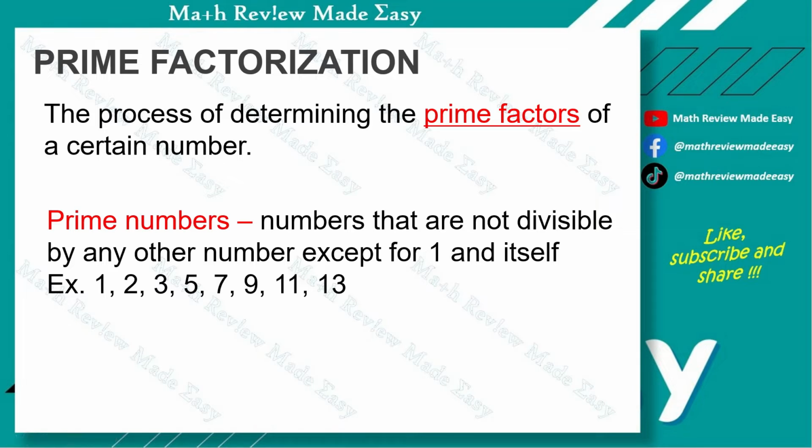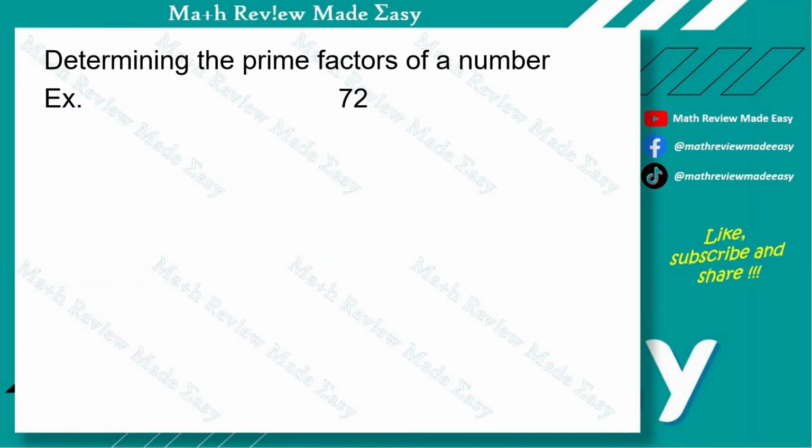So, paano ginagawa ang prime factorization? Let's have an example. Determine the prime factors of this number, which is 72. So, 72, ang gagawin natin, hahanap tayo ng numbers na pwedeng i-divide sa 72. So, pwede tayo magsimula sa isang prime number na agad. Ano yung pinakamaliit na prime number na pwedeng i-divide sa 72? So, 2. Pag dinivide natin ang 72 by 2, makukuha natin is 36. So, 2 times 36, 72 yan.